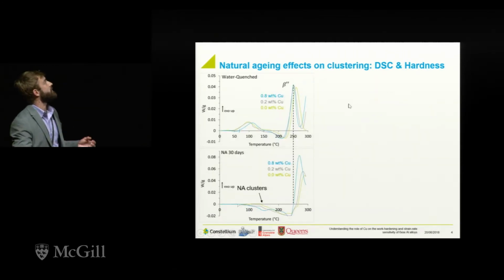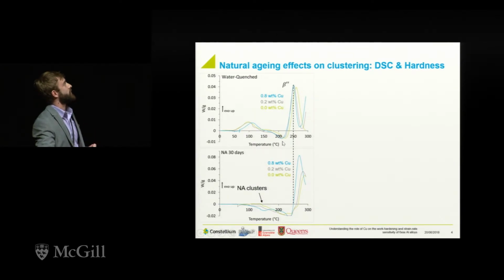So we can then look at the effects of copper and how these will be changing. So at the top here, you have the as-quenched condition for each of the samples. You can see a minor increase in the clustering peak temperature, and not much is changing as far as the cluster dissolution in the as-quenched condition. However, you can see that when you add copper into the system, you almost anchor the beta double prime precipitation peak and shift it to lower temperatures.